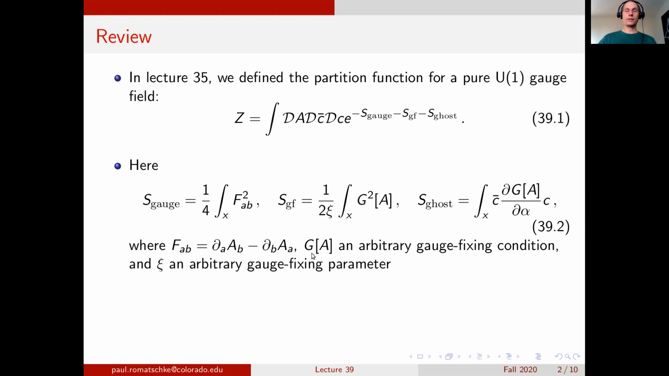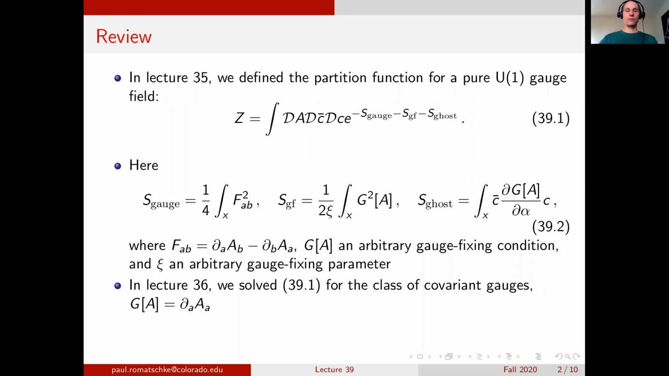The field strength tensor for a U1 gauge field is just d_A A_B minus the opposite combination, and G is an arbitrary gauge fixing condition that depends on A. We solved the path integral for the class of covariant gauges in lecture 36, where the class of covariant gauges is the class of gauges where we took the Landau gauge condition for G of A.